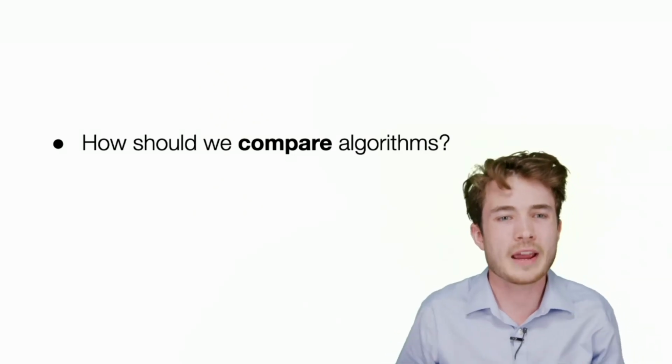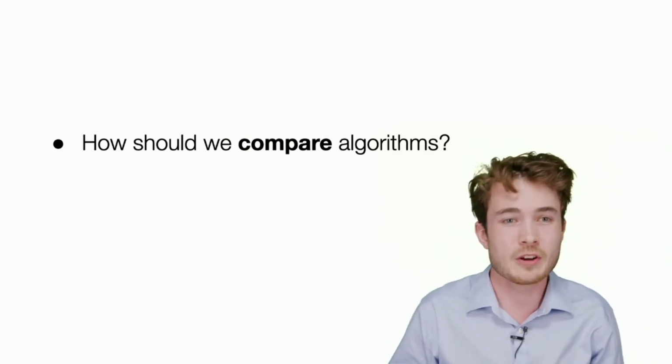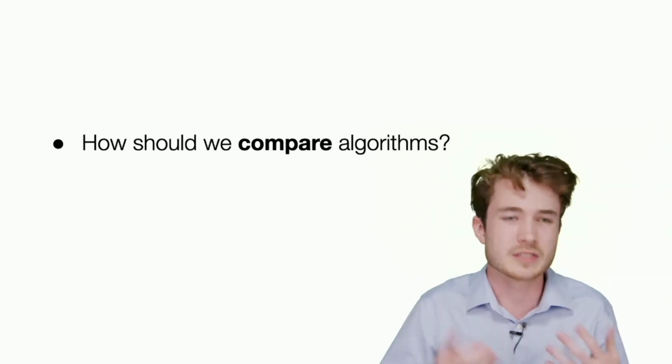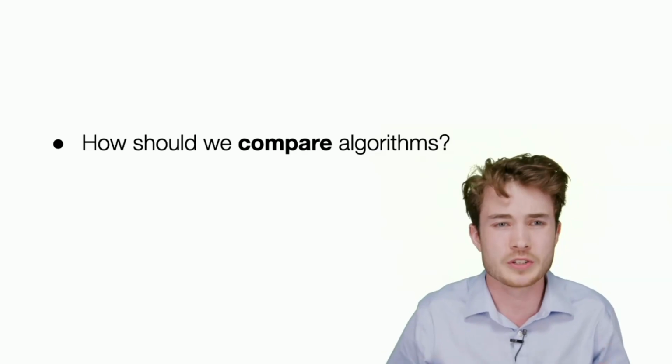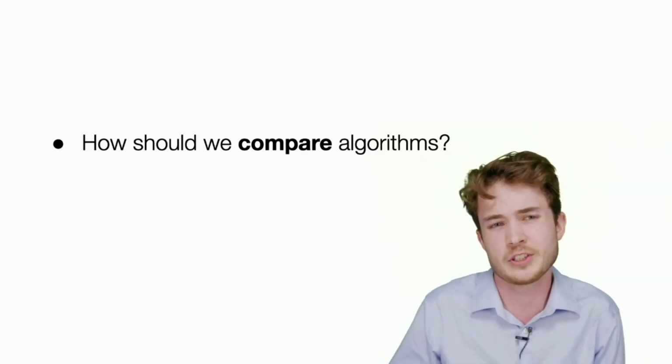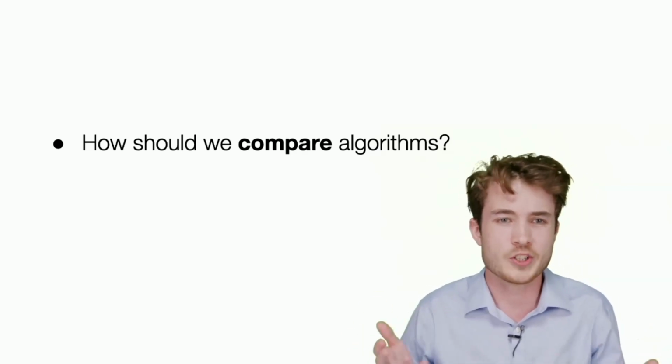So here, our first question is going to be, how can we compare algorithms? In lecture, we saw binary search, we saw linear search, we also saw things like selection sort and bubble sort. So how should we compare algorithms and figure out which one's better than the other for which case?